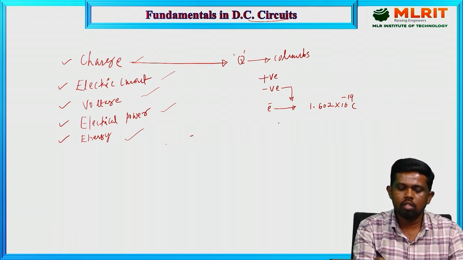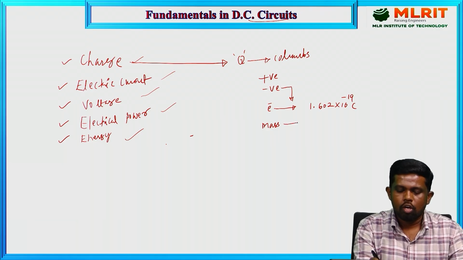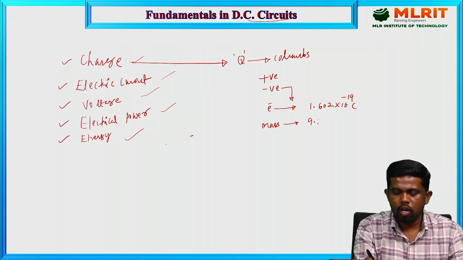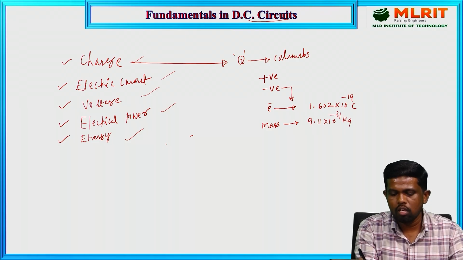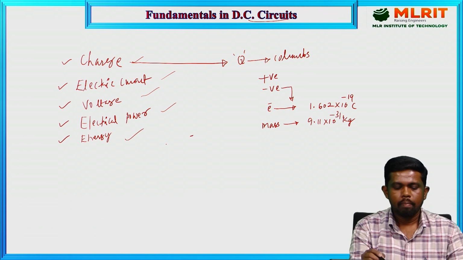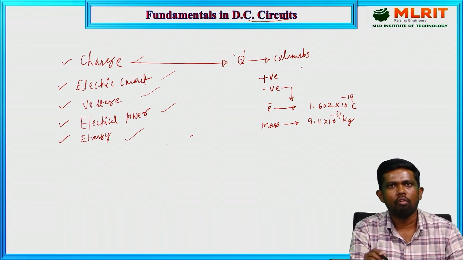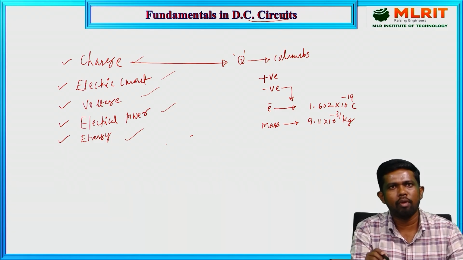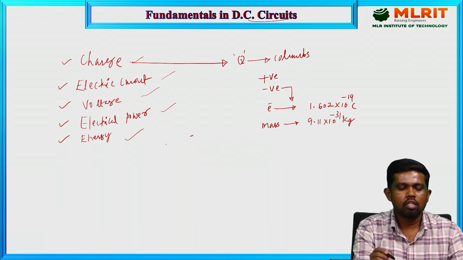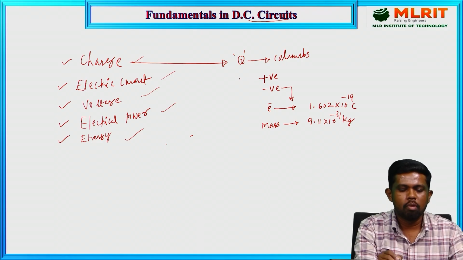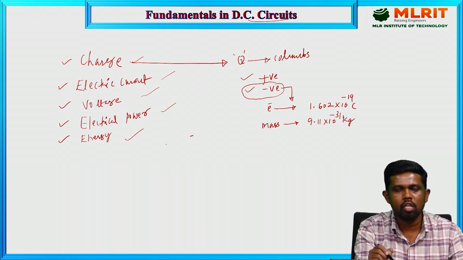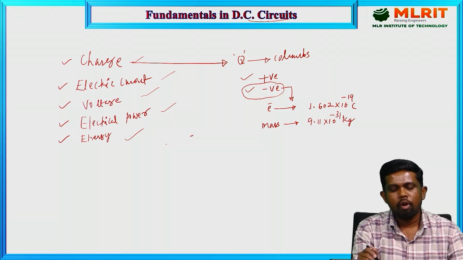The next one is the mass value of the electron, which is 9.11 into 10 power minus 31 kilogram. So this is the discussion regarding the charge. The charge is a fundamental property of matter that causes it to experience a force when placed in a magnetic or electric field, and it is denoted by the capital Q. The charge may be positive or negative. In electrical engineering or electrical circuits, we always consider the negative charge, that is the electron only.